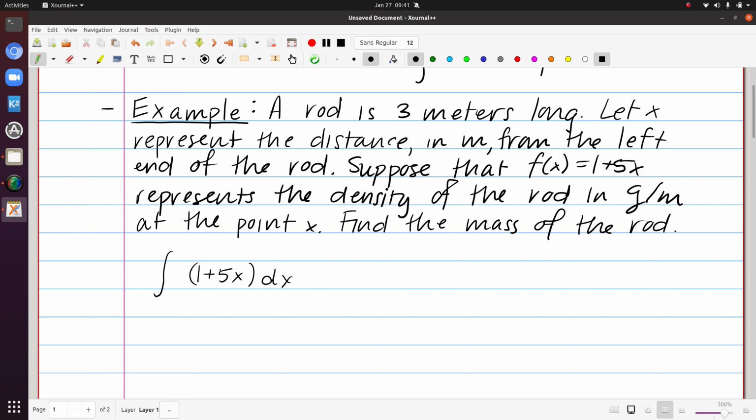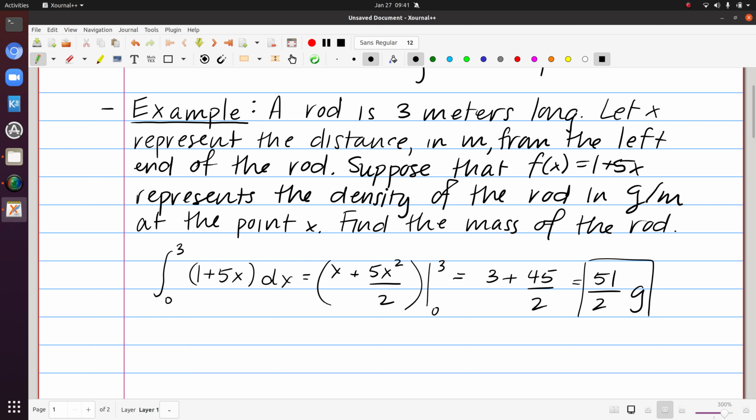So x is measuring the distance from the left end. So if I'm at the leftmost end point, we're going to have 0. And we're told that the rod is 3 meters long, so that will give us the upper limit of integration. So now we're ready to integrate. We'll get x plus 5x squared over 2, and we're going to evaluate this from 0 to 3. And 5 times 9, so we will get this. And if we want to end up with our final answer, again, the units are going to be grams. So we end up with the mass of the entire rod.